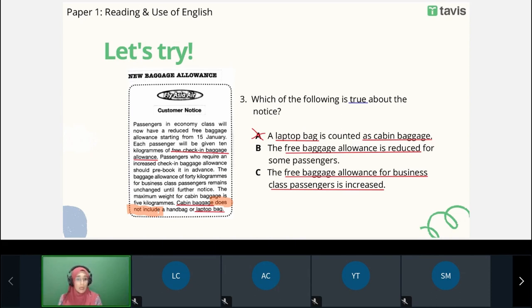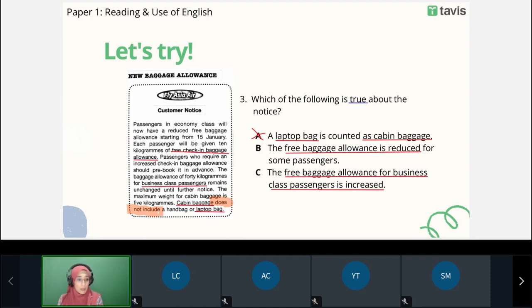The free baggage allowance for business class passengers is increased. We have already located the free baggage allowance here. Now let's locate business class passengers. Where is it? It's actually right over here. The baggage allowance for 40 kilograms, business class passengers. Is it increased?